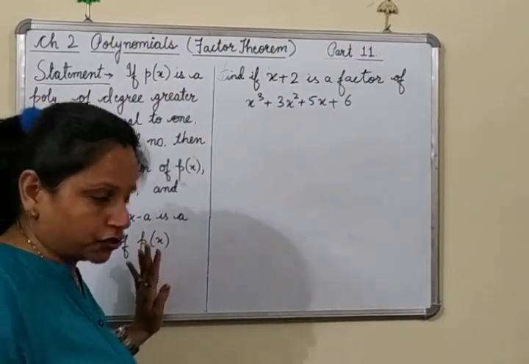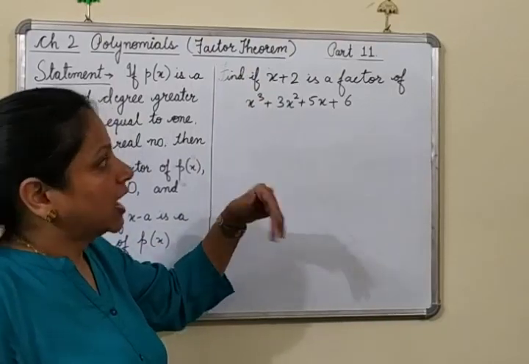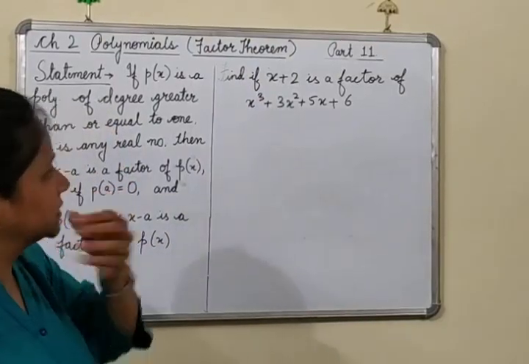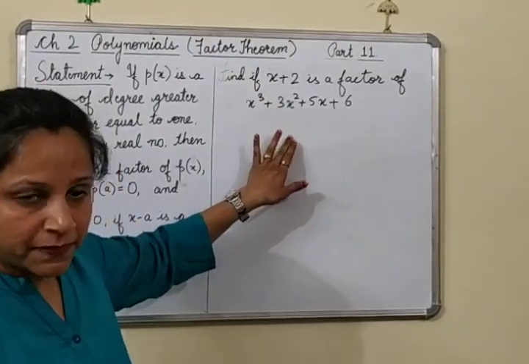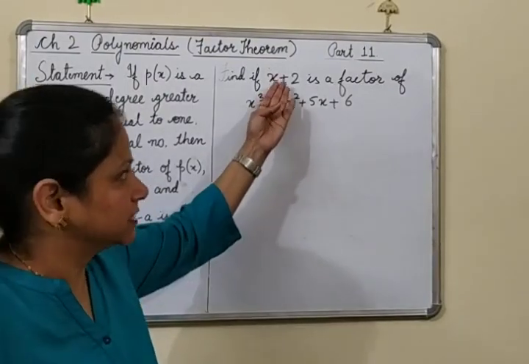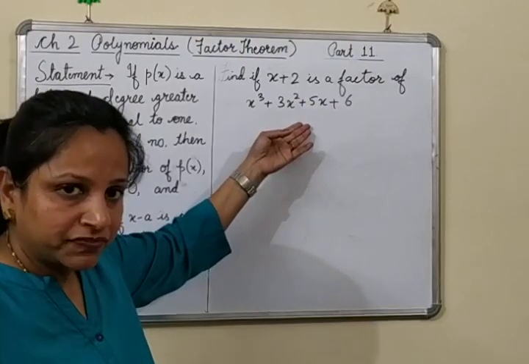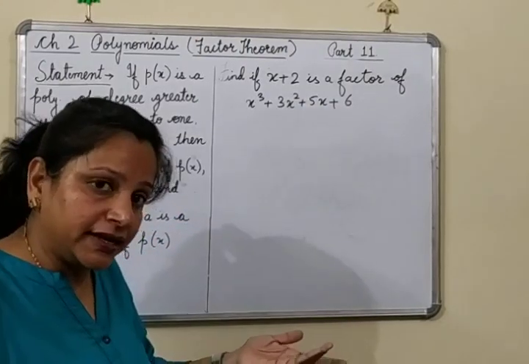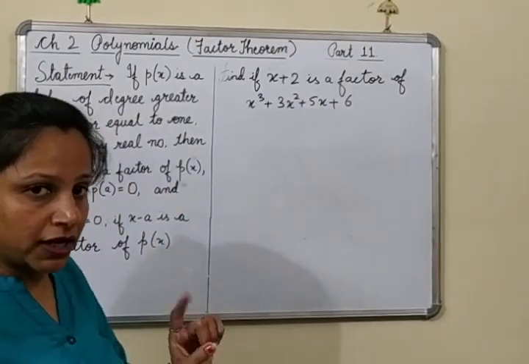We have to apply the factor theorem and find out. How to find out? First thing is that we will be finding the remainder. If the remainder is 0, then we can say that this x plus 2 is the factor of this polynomial. And how will we find the remainder? By remainder theorem.